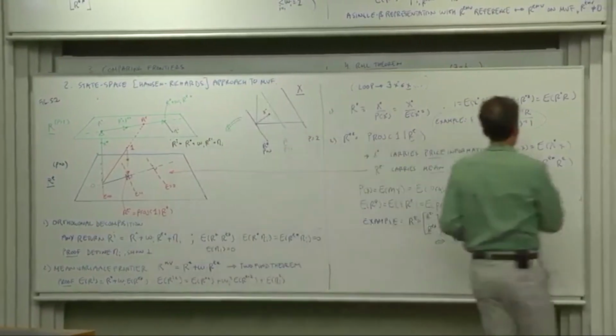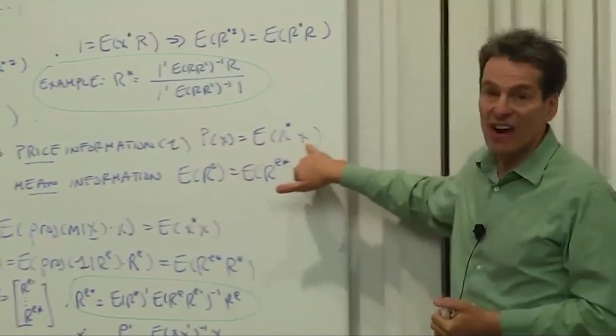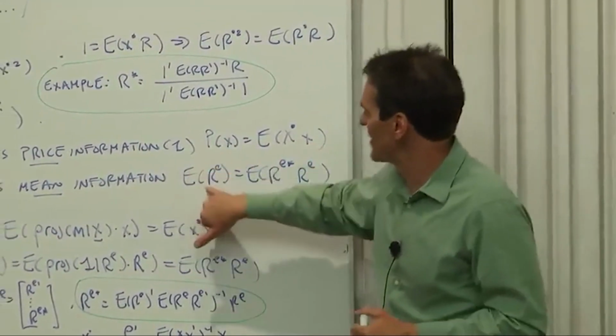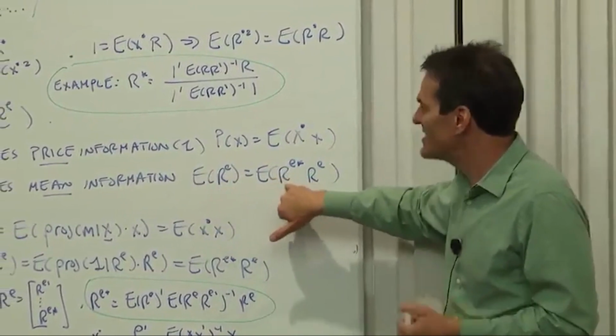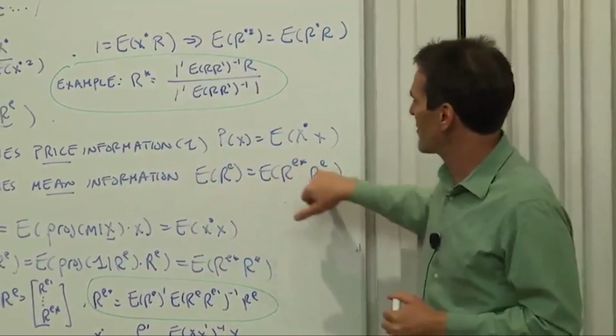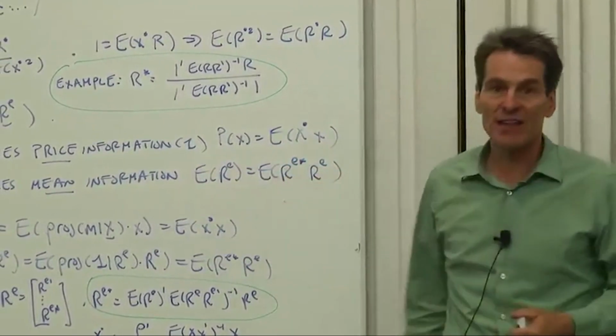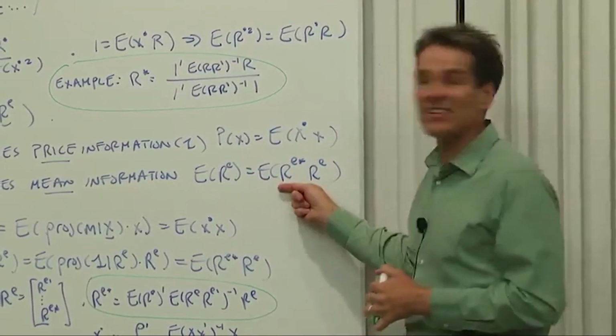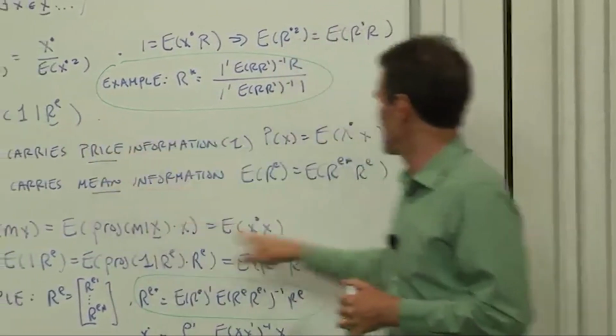So for example, the price of X is E of X star X. In the same way, the mean of an excess return is E of RE star times RE. It generates means in the same way that X star generates prices. Now, how does it do that, you ask? What does that have to do with that property?